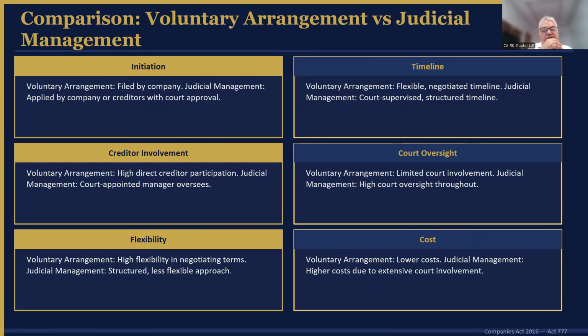Comparison. Voluntary arrangement versus judicial management. Initiation. Voluntary arrangement is filed by the company. Judicial management is applied for by the company or creditors with approval of the court. Timeline. In case of voluntary arrangement, it is flexible and there is a negotiated timeline. In case of judicial management, this being court supervised, there is a structured timeline.